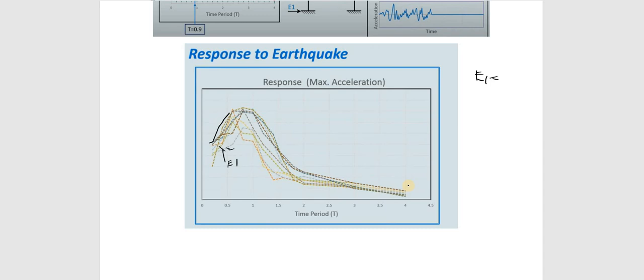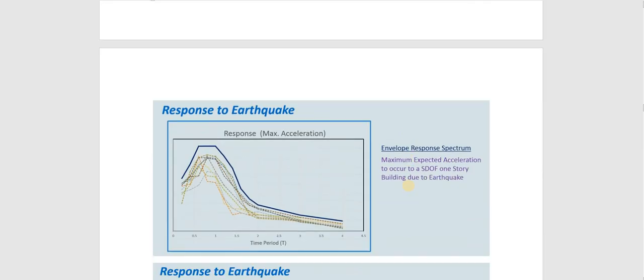Okay. And we are plotting a mean graph with the help of all the values we have obtained. So a graph you will be getting like this. You can see a darker line here. This represents the envelope response spectrum, and it is also known as the design response spectrum.